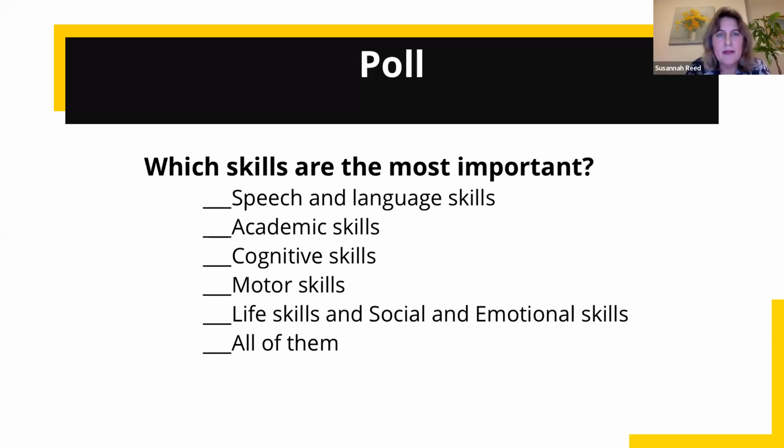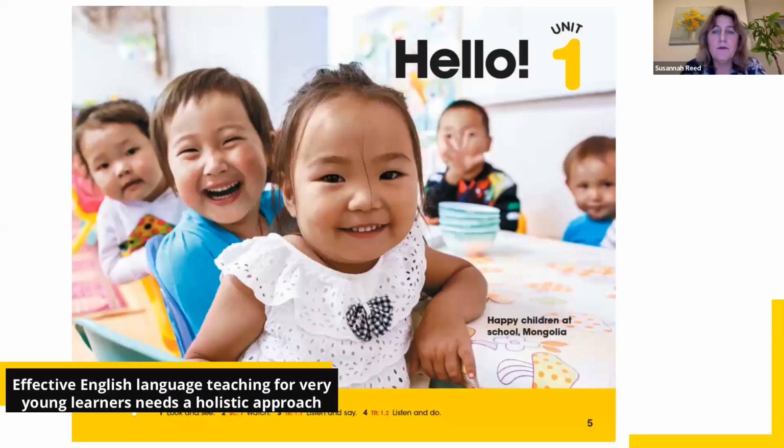So actually there's a mix of answers in actual fact. Mostly all of them. And second one for life and social emotional skills, and third for speech and language skills. So that's interesting actually, because it's probably more mixed than I initially thought, because I suppose the premise of my webinar today is that I feel that all of the skills are as important as each other.